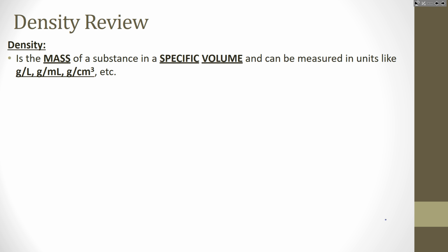So the density is just the mass of your stuff in a certain amount of volume. So your units could be grams per liter, grams per mil, grams per centimeter cubed, pounds per cubic inch. It could be any sort of mass in a certain amount of volume.